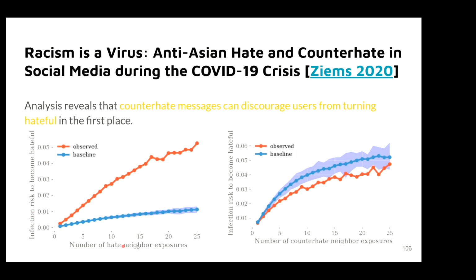So as the hateful neighbors are increasing, the risk of becoming hateful is also increasing. And on the right side, you can see as the number of counter neighbors are increasing, the risk of becoming hateful is a bit low. So the difference is less, but the difference was statistically significant.